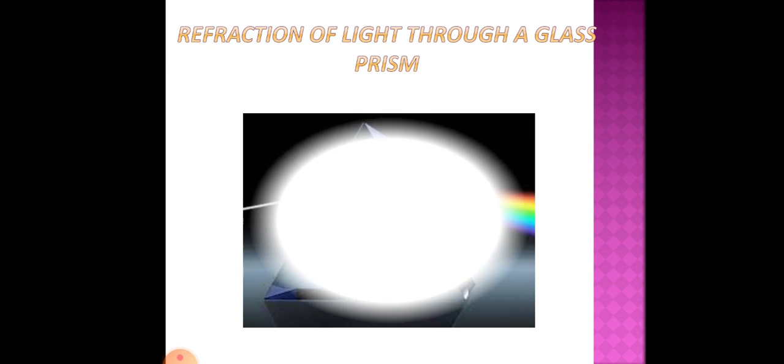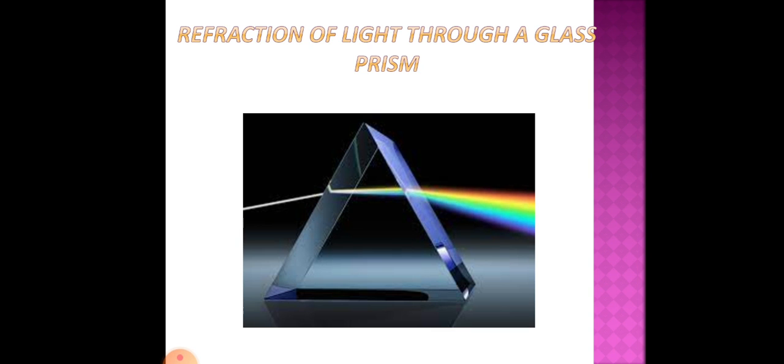In today's class, we are going to discuss refraction of light through a glass prism. So how light is refracted through a glass prism. So what is a prism? Let's see a picture of it. This is how a prism looks. It is a triangular figure which is made up of glass. So this is a prism. Now we will see how light is refracted through a prism.